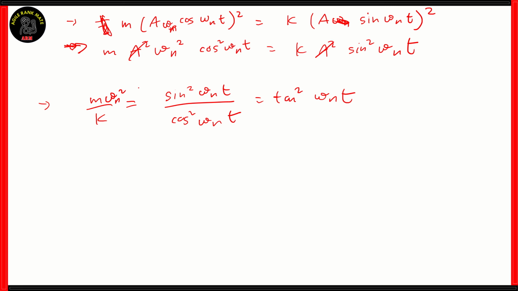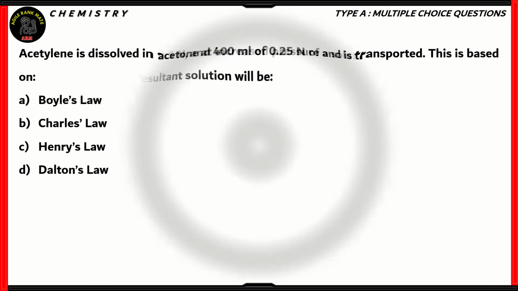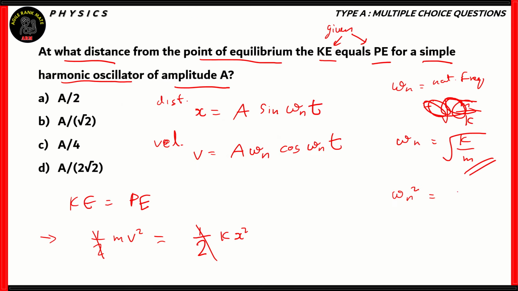now before we move any further, let me clarify. Omega n squared does not get cancelled in this particular equation, so therefore we write it down. So m omega n squared over k turns out to be tan squared omega n t. Moving on. Omega n is the square root of k by m. So omega n squared turns out to be k over m, which means that m over k is equal to the inverse of omega n squared.